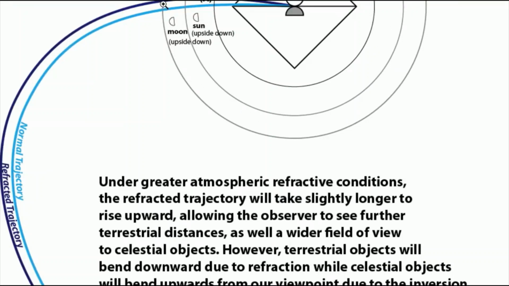So that's why you can see stars. Due to refraction, you can see stars that normally you wouldn't if there was not refraction at play. You understand? So it's widening your sky. That's how the refraction is working.